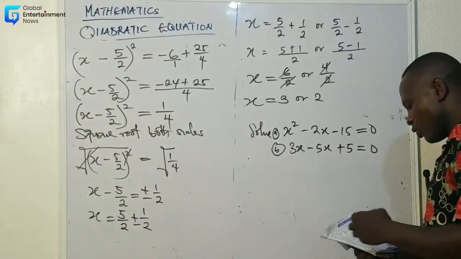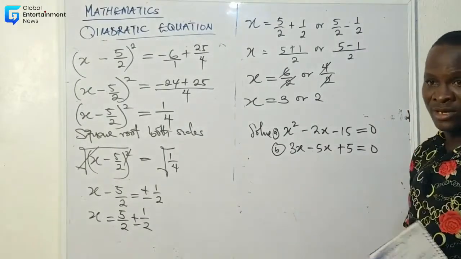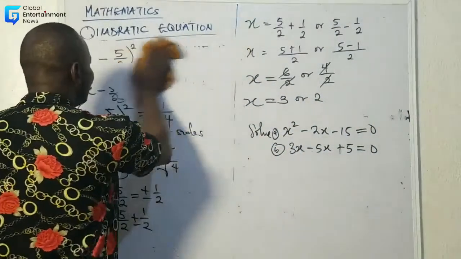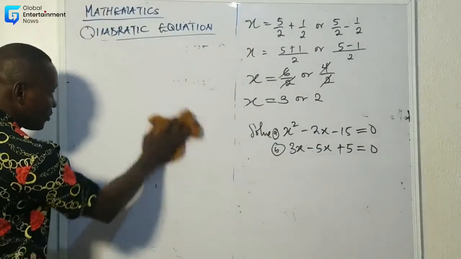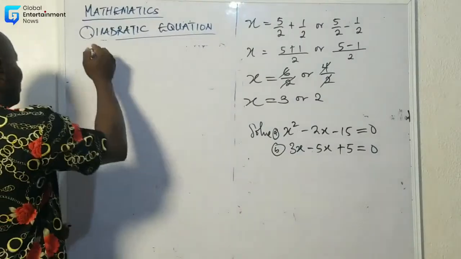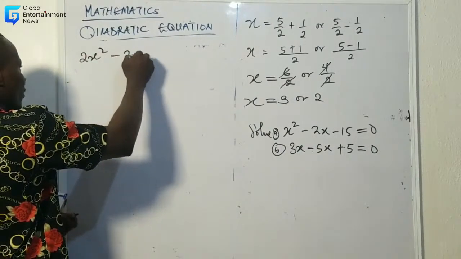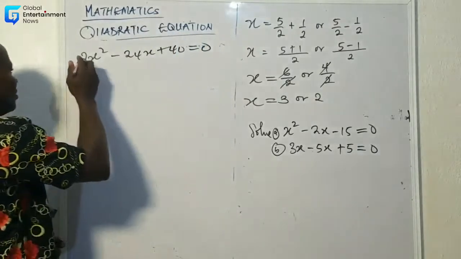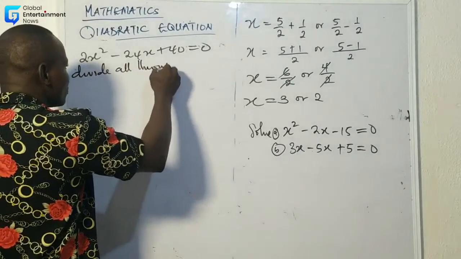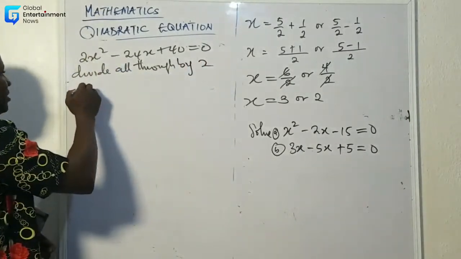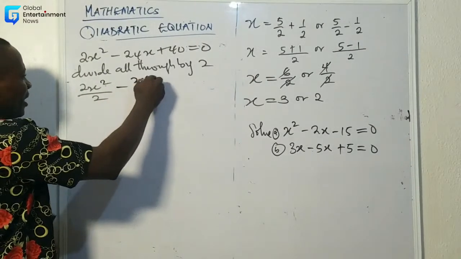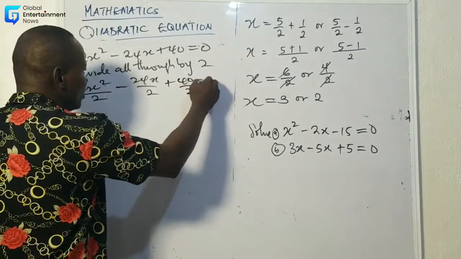Do you know we can use the completing the square method for that second one too? Someone is asking if we can solve that second one too. Yes, we can solve it. In fact, it's going to be straightforward. That second question, which is 2x squared minus 24x plus 40 is equal to 0. First and foremost, divide all through by 2. So we have 2x squared over 2 minus 24x over 2 plus 40 over 2 is equal to 0.